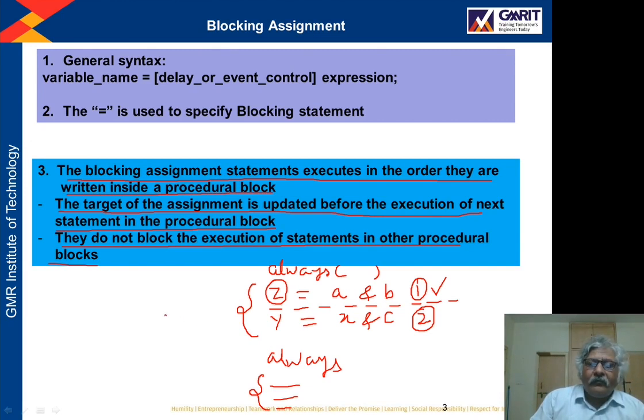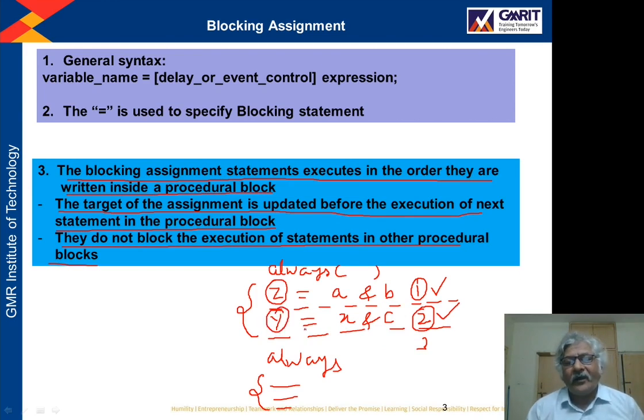So the blocking statement means it will block the execution of the other subsequent statements. Unless statement 1 is executed, statement 2 will not execute. And if there is another statement number 3, then statement 3 will be executed only after the execution of statement 2 and the updating of the value of target signal Y. After this only statement 3 will be executed. So here the statements are blocking the subsequent statements.